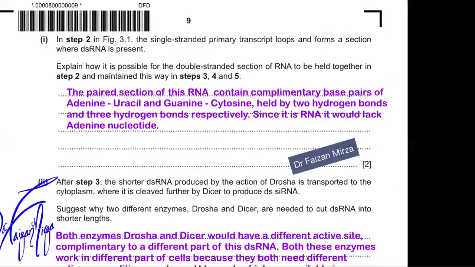Now, the questions will always be based on your core knowledge, how you can recall and reconnect the core knowledge that you already have with the new situation. Again, in this case, this is what we'll be doing. In step 2, in figure 3.1, the single stranded primary transcript loops and forms a section where dsRNA is present. Explain how it is possible for the double stranded section of RNA to be held together in step 2 and maintained this way in steps 3, 4, and 5.